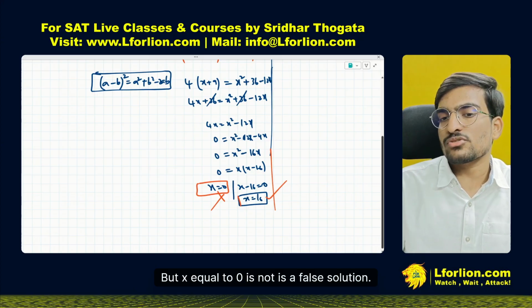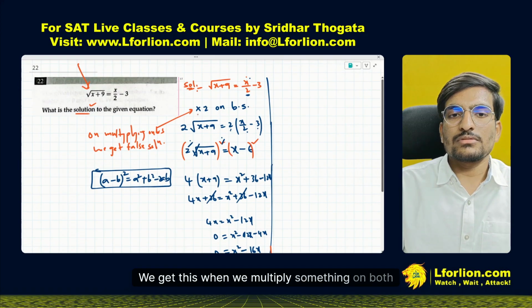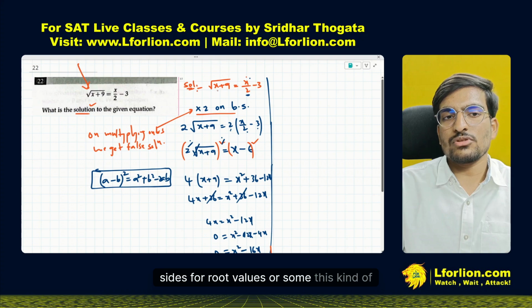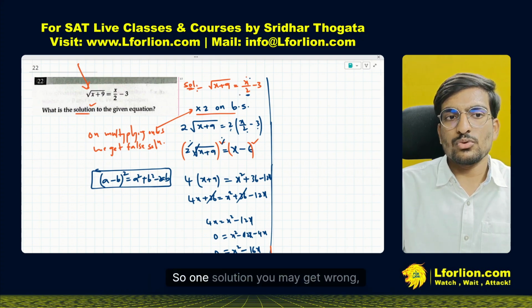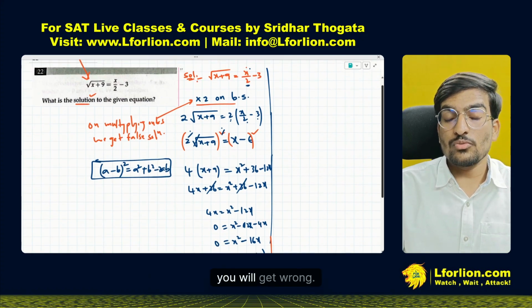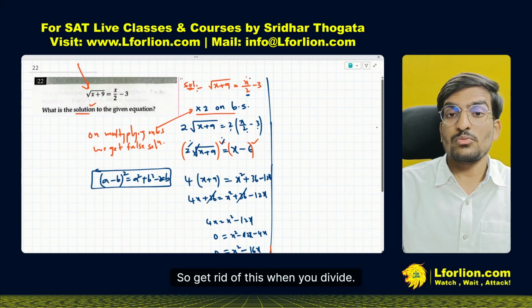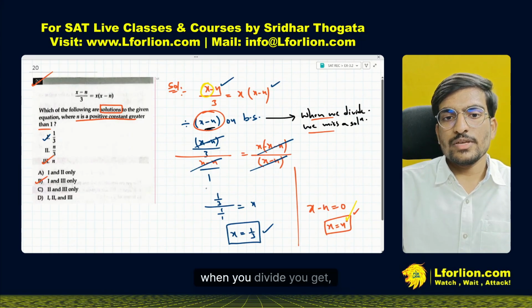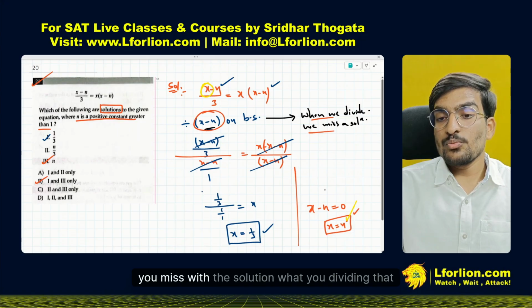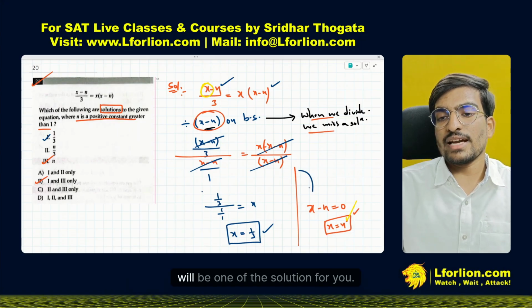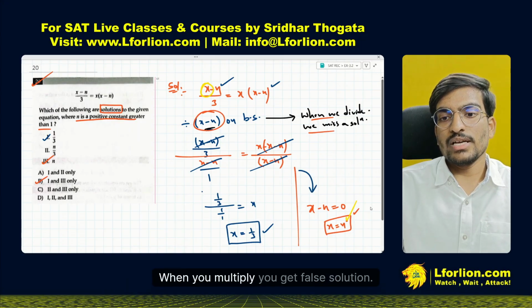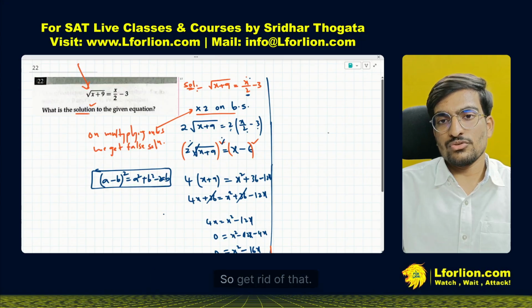It's a false solution. We get this when we multiply something on both sides for root values or this kind of equation. So one solution you may get wrong. When you divide, you miss a solution; what you divide by will be one of the solutions for you. When you multiply, you get a false solution. So get rid of that.